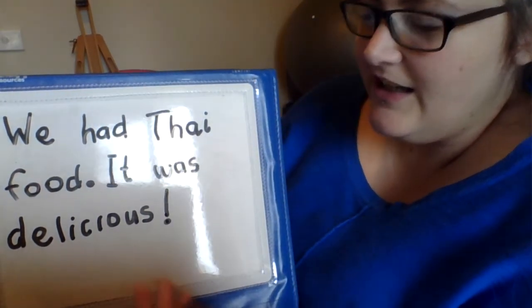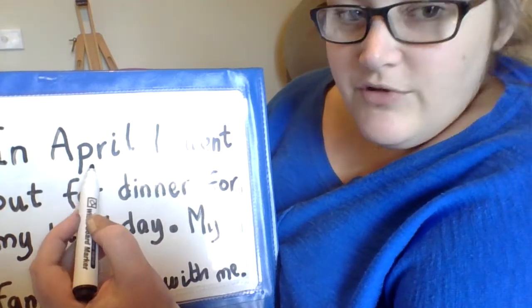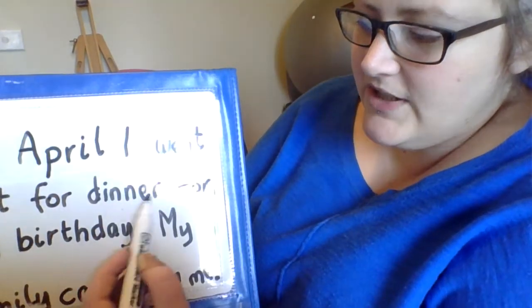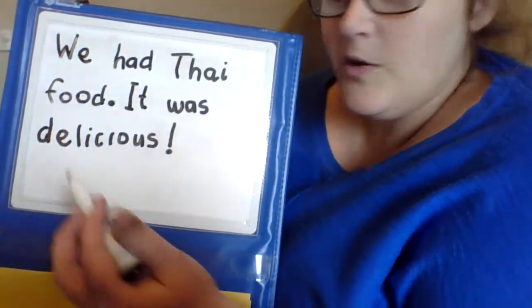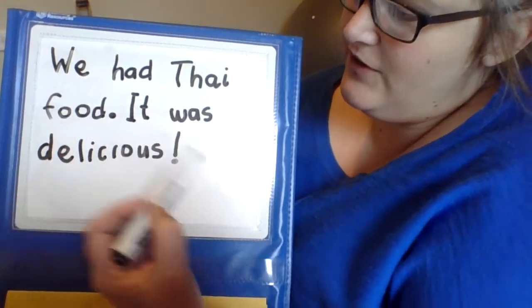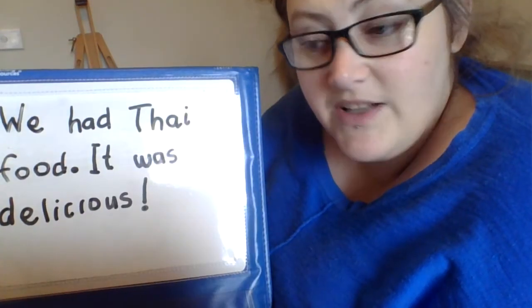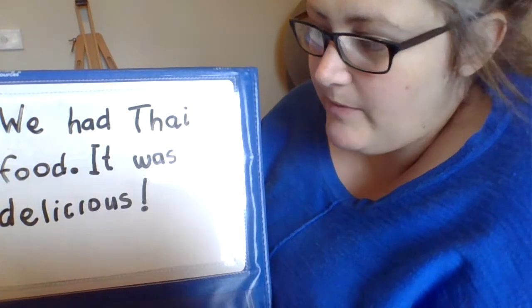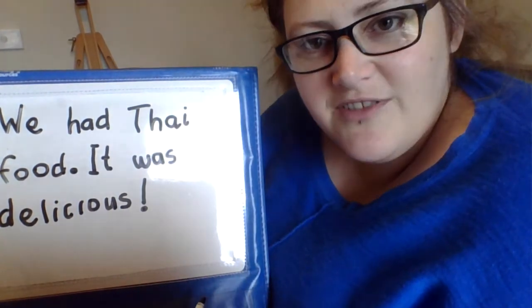So let's read it from the start and make sure it makes sense. In April, I went out for dinner for my birthday. My family came with me. We had Thai food. It was delicious. Now I have just enough space. I'm going to draw a picture of my family and me eating Thai food at the restaurant. And that's how easy it is.